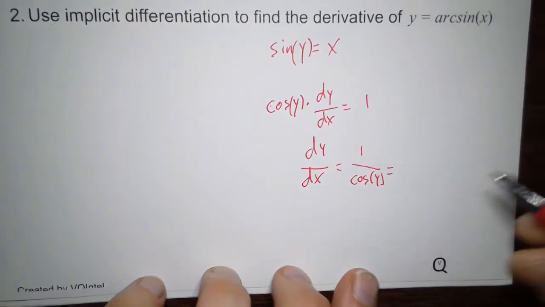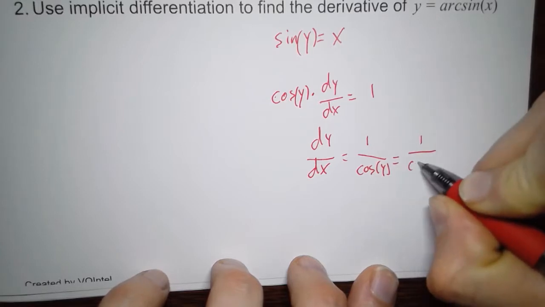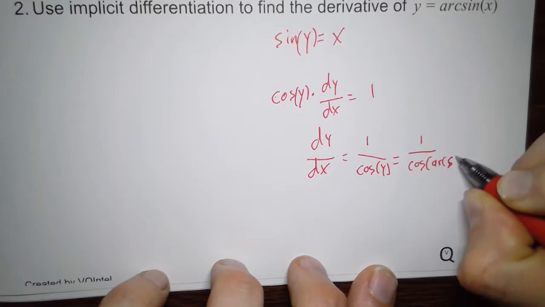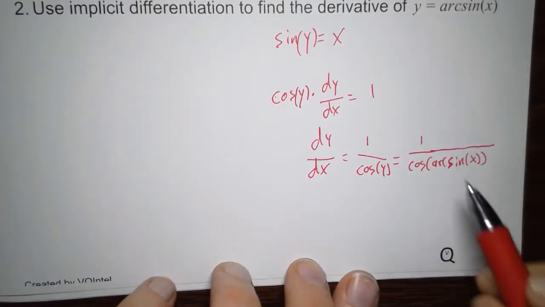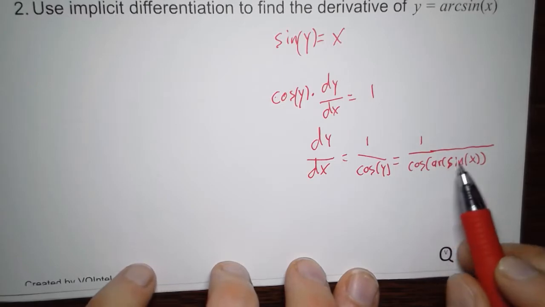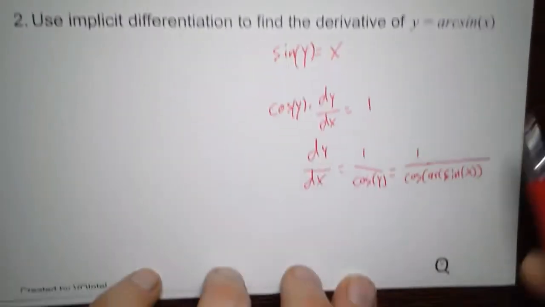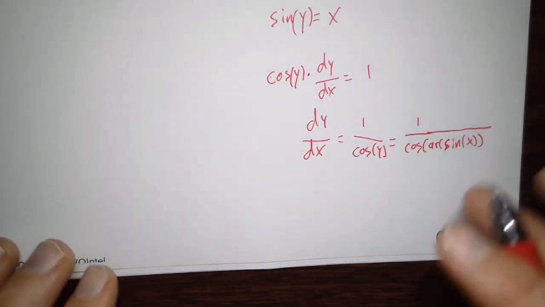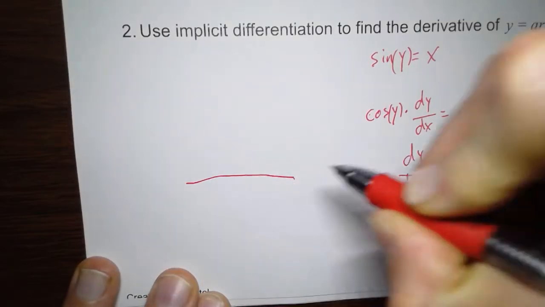And then we'll replace y with arcsine. So 1 over cosine of arcsine of x. Now, unfortunately, we can't resolve this as simply as we did up here in number 1, as e and ln were inverses. These two aren't inverses. So how do we do this? Well, off to the side, we're going to need ourselves a little right triangle.